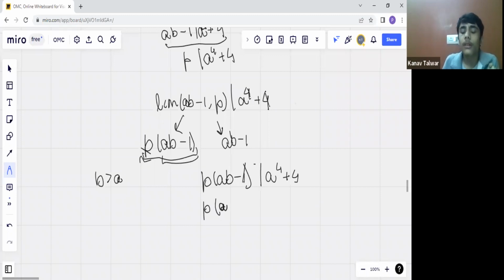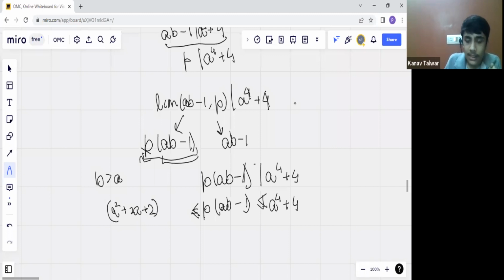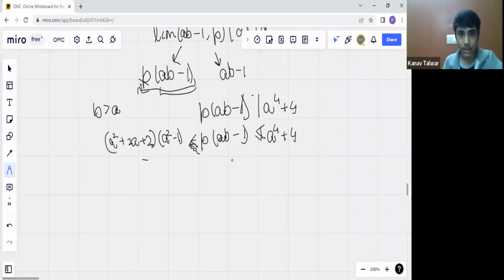we must have that P times AB minus 1 is at most A to the 4 plus 4. And this is at least A squared plus 2A plus 2, just because P is equal to A squared plus 2A plus 2. And AB minus 1 is strictly greater than A squared minus 1. So we can just put this like a strict inequality. It's clear to everybody.